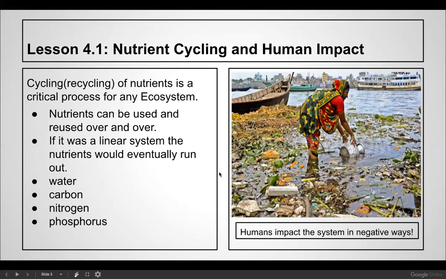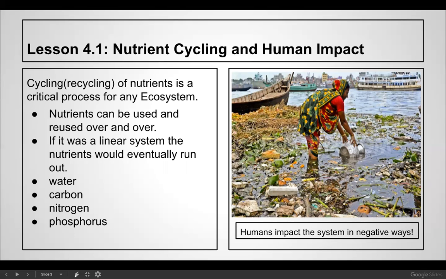Things like what you see on the right here are impacting the cyclical nature of those particular items that you see: water, carbon, nitrogen, phosphorus. This process breaks down when we don't take care of our planet very well. So the cycling or recycling of nutrients is a critical process for the ecosystem. Nutrients can be used over and over and over. If it was a linear system, nutrients would eventually run out, right? So we don't want that to happen.